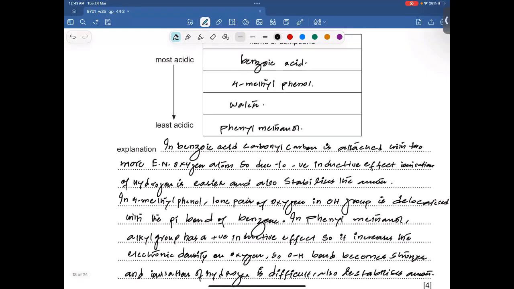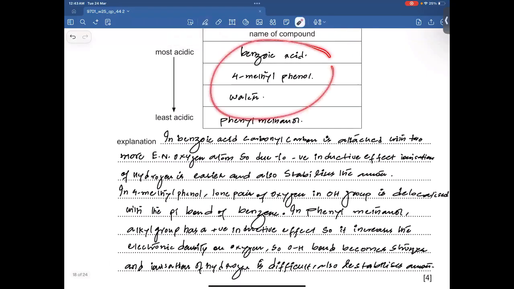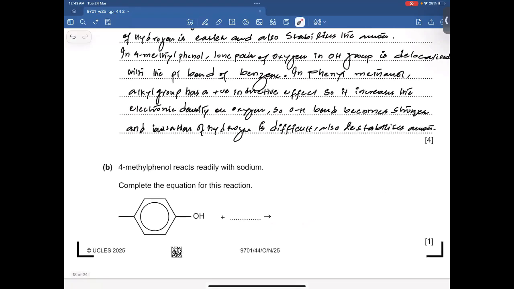माय गुडनेस. 1 मार्क तो इसके उसका था ऑर्डर का, और 3 मार्क्स की एक्सप्लेनेशन. तो मैंने 3 मार्क्स की एक्सप्लेनेशन बेंजोइक एसिड के लिए दी, फिनाइल मेथोल के लिए, और मिथाइल फिनाइल मेथनॉल के लिए दी. आई थिंक इट्स मोर देन इनफ.